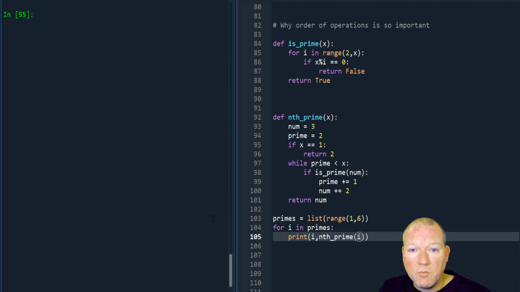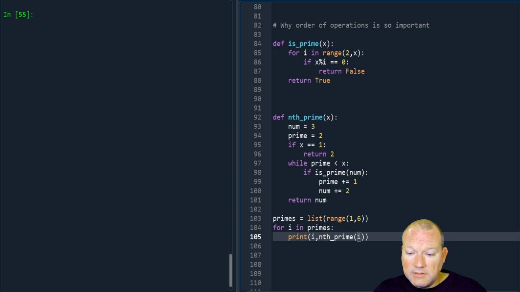And in today's video, we're going to really drive home the importance of the order and the steps that you choose to write your algorithm. So we're still unpacking the nth prime. So right here is a function to find the nth prime, but it is incorrect. Its order of operations is incorrect.